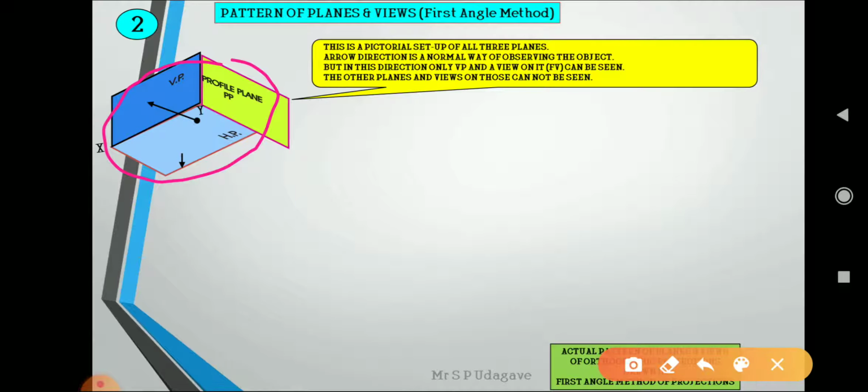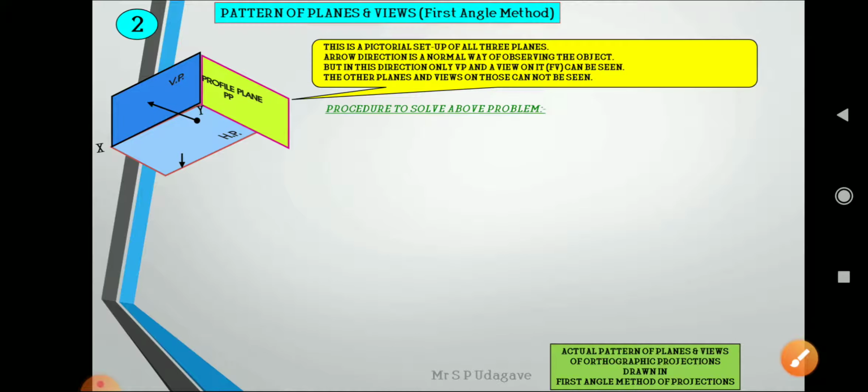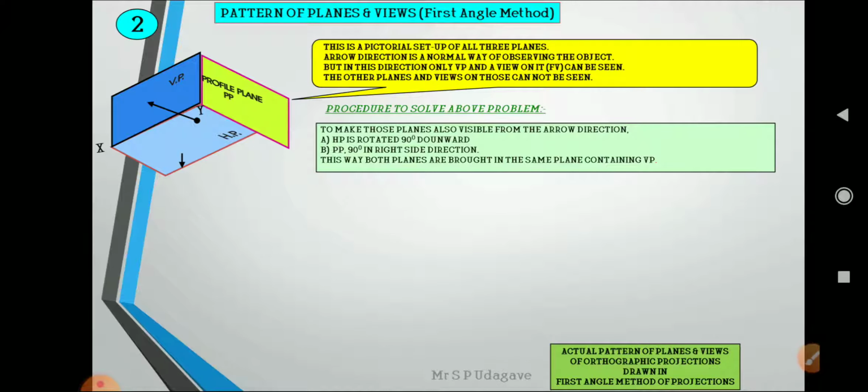When we keep the object in front of the VP and above the HP, we cannot draw all the views at a time, so we can open these planes. I can show this. This is the procedure to solve the above problem, to make those planes also visible from the arrow direction.